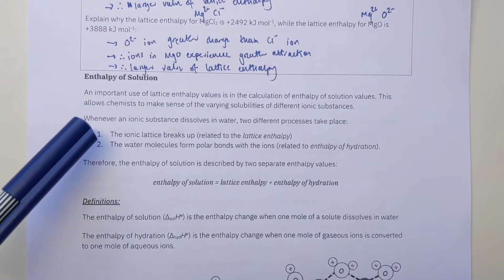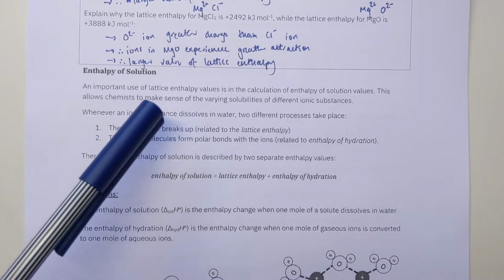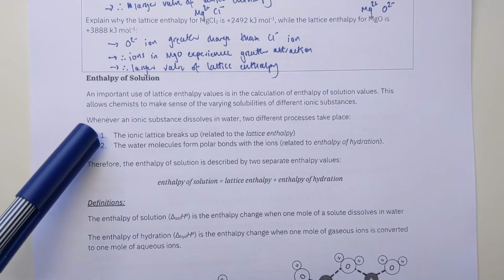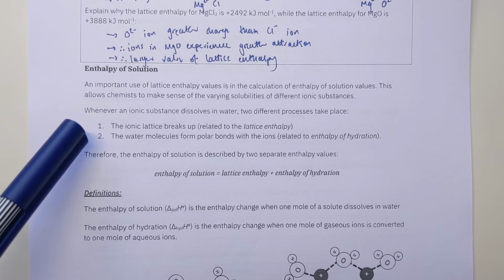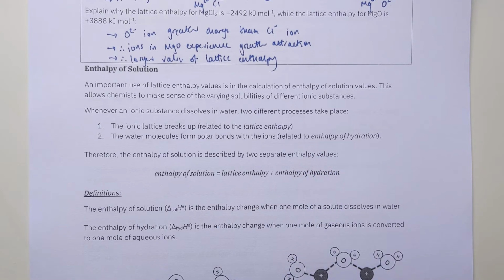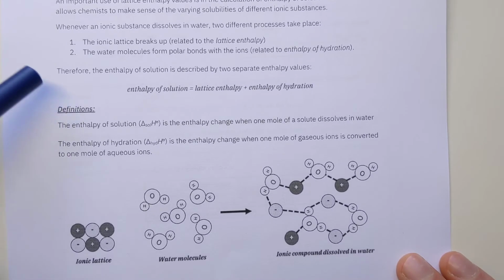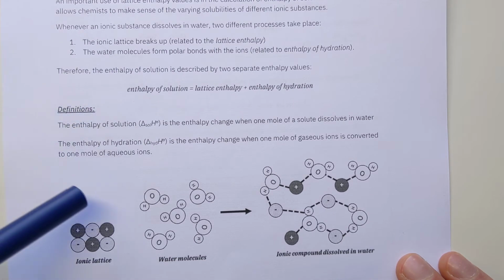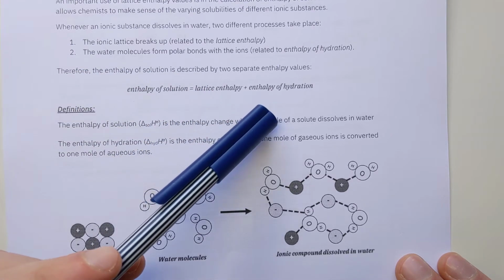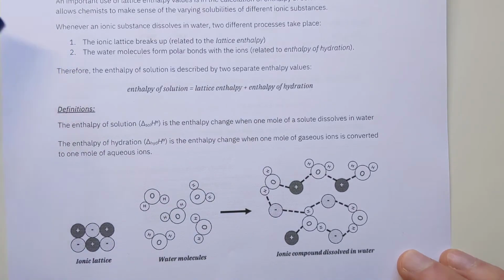The first change, the ionic lattice breaking up, we would relate to the lattice enthalpy, because breaking apart a lattice into individual ions is pretty much the same thing as what the lattice enthalpy describes. We've got a new energy value for the second part, the water molecules forming their new polar bonds with the ions. It's called the enthalpy of hydration, which is just the enthalpy change you get when you form those new attractions between water molecules and ions in solution. So the overall energy change whenever you dissolve an ionic substance in water is given by this expression: the enthalpy of solution is the lattice enthalpy plus the enthalpy of hydration. In other words, these two processes we looked at up here.